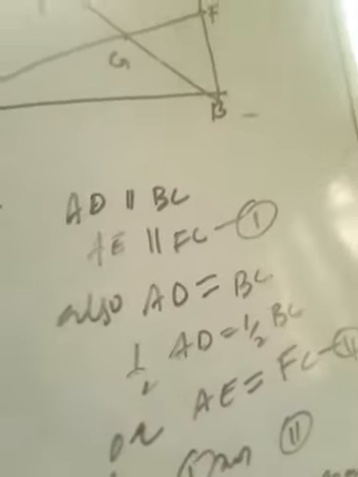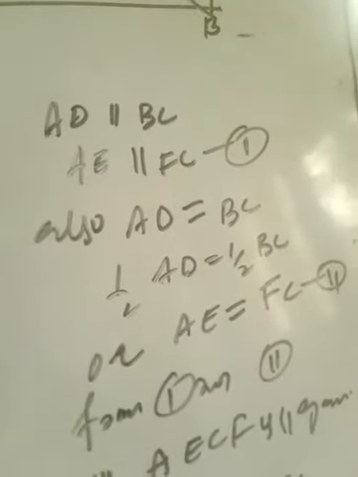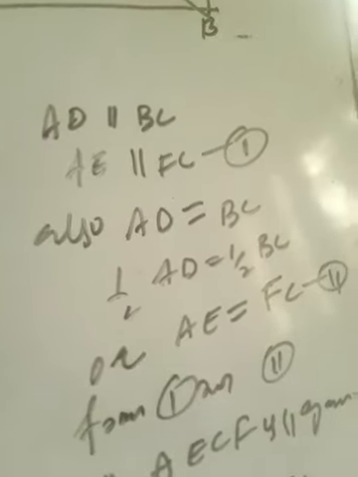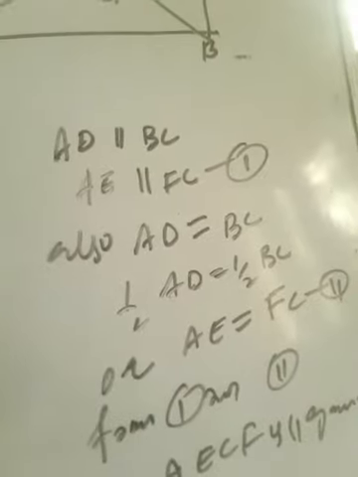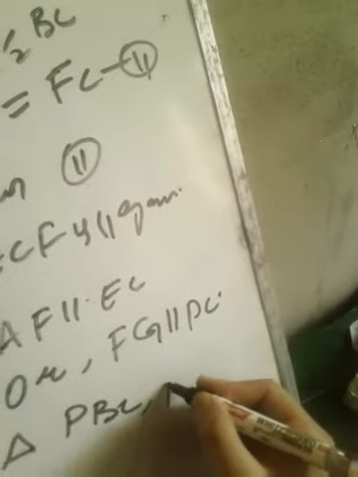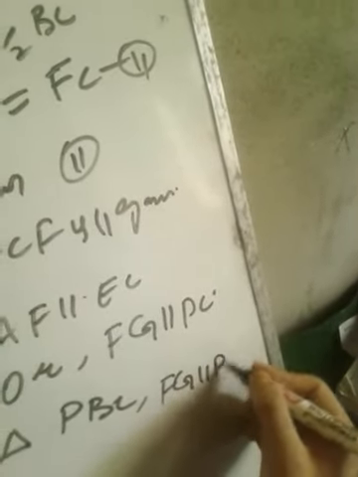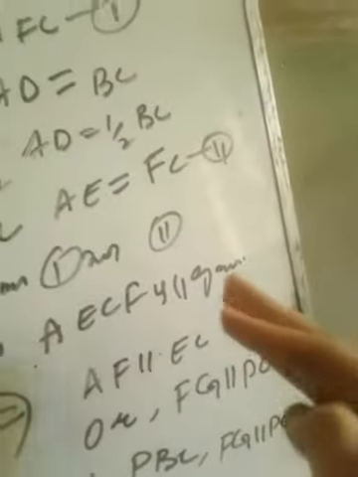What is the converse of the midpoint theorem? A line drawn from the midpoint of one side of a triangle, parallel to another side, then it bisects the third side. If you look in triangle PBC, FG is parallel to PC. Why? Because we have already done it.